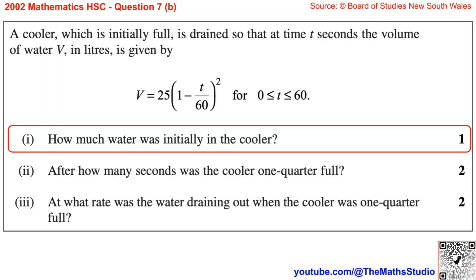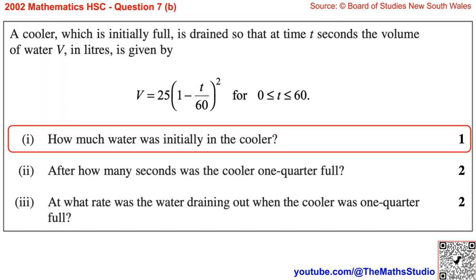Question 7, Part B. A cooler, which is initially full, is drained so that at time t seconds, the volume of water, V, in litres, is given by V equals 25 times (1 minus t over 60) to the power of 2, for t greater than or equal to 0 and less than or equal to 60.